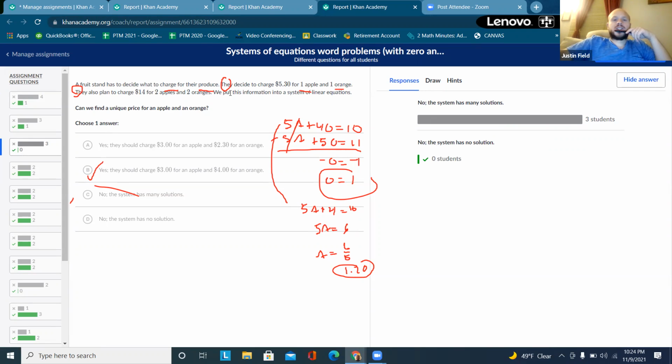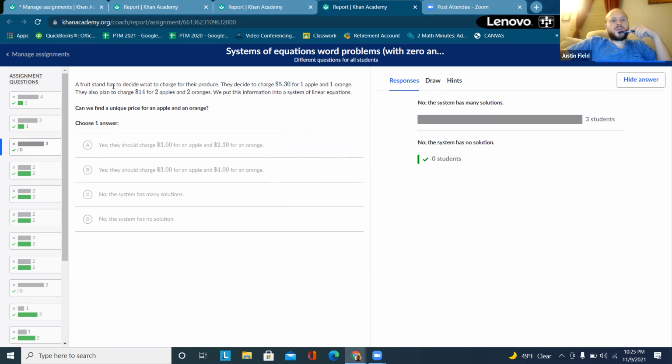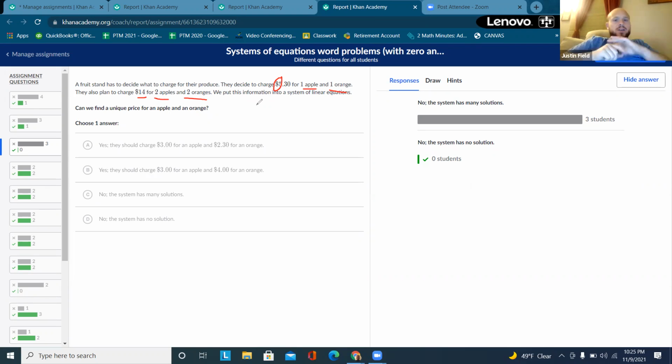No, it has no solution. Oh, we better do this one. Last question here. A fruit stand has to decide what to charge for their produce. They decide to charge $5.30 for 1 apple and 1 orange. They also plan to charge $14 for 2 apples and 2 oranges. Can we find a unique price for the oranges? Oh, okay.